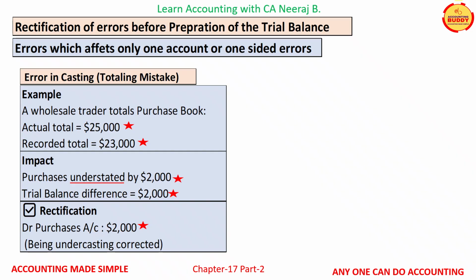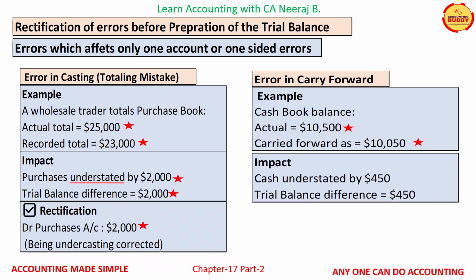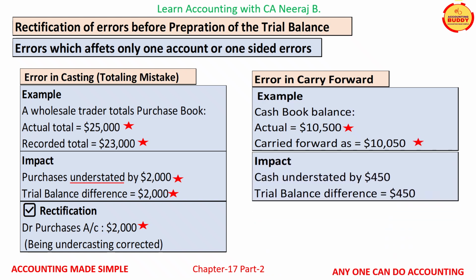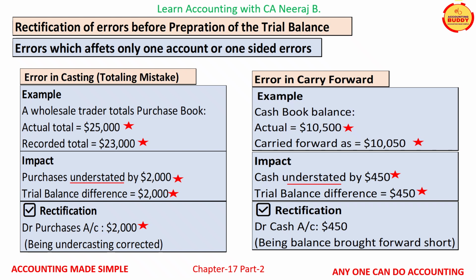Another type of error could be error in carrying forward of account balance. For example, the actual closing balance of cash book amounting to $10,500 is wrongly carried forward as $10,050. The impact of such an error is that cash balance is understated by $450 and there will be a difference of $450 in the trial balance. This error is rectified by debiting the cash account with $450 and by writing the proper narration for the rectification.